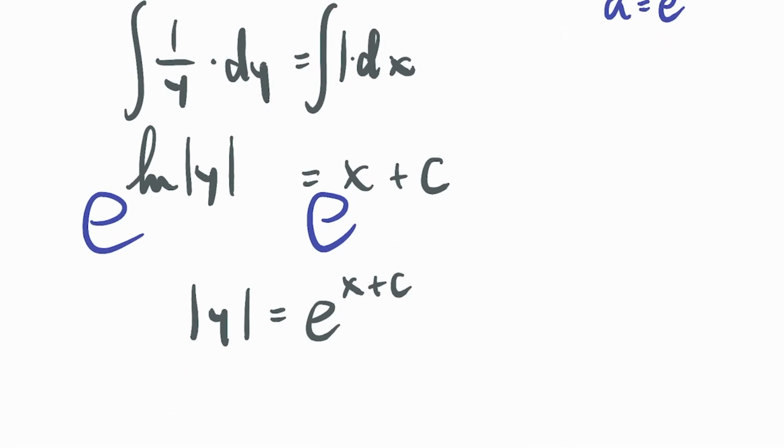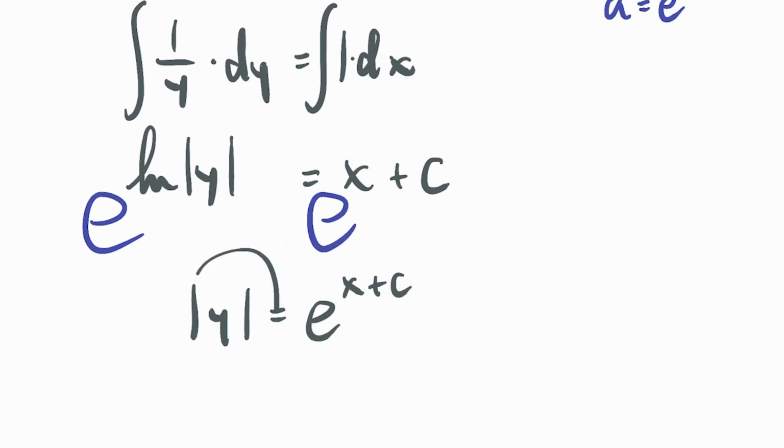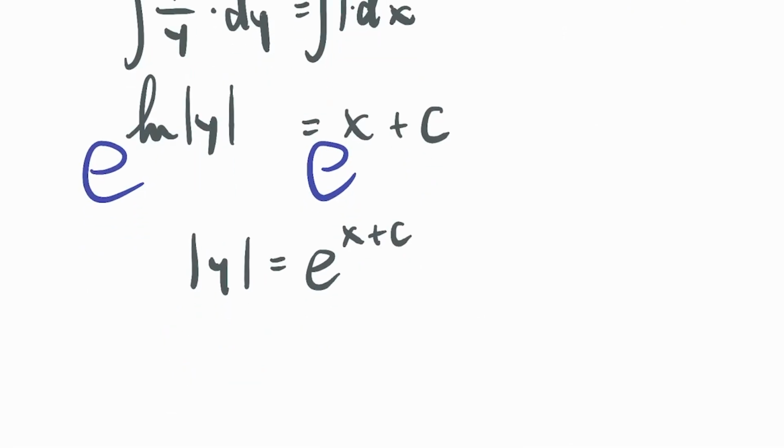The next thing I want to think about is this. We have an absolute value. How do we deal with that? This means that y could be negative. You might think, oh, well, that means y equals plus or minus e to the x plus c. And that's a reasonable way to think about it. But the problem with that is plus minus means we don't have a function. How do we deal with this?